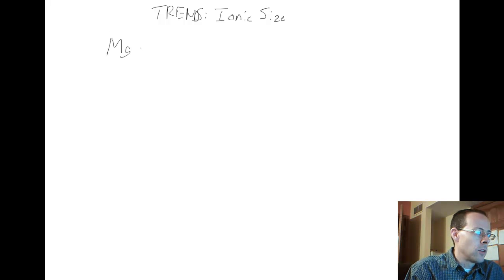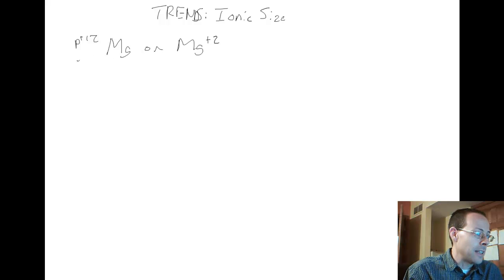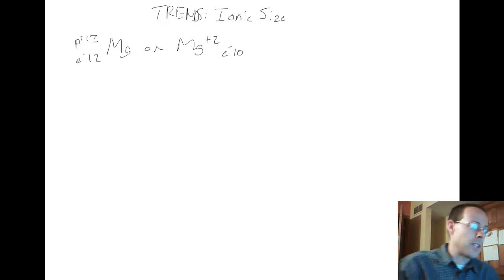So if I wanted to know which is larger, magnesium or magnesium ion, and we know it's an ion because it has a +2 charge. Magnesium has 12 protons. The magnesium atom has 11 electrons, and the magnesium ion has 10 electrons. How come? Because it has a +2 charge, which means it lost 2 electrons.